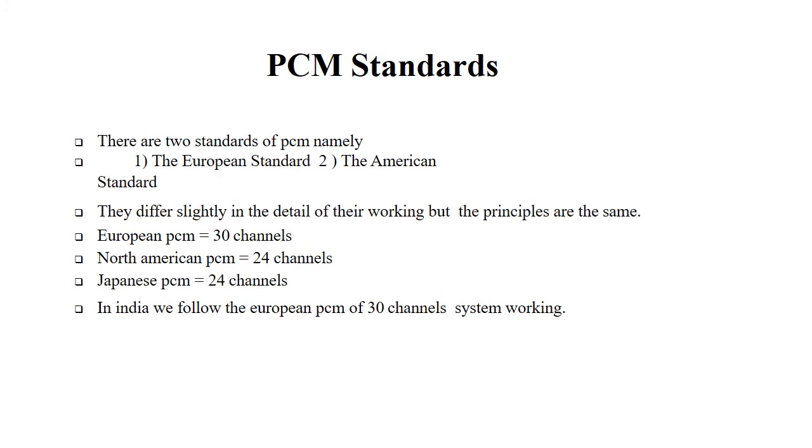Next we are going to see the PCM standards. There are two types of standards in PCM: the European standard and the American standard. They differ slightly in the details of working, but the principles are the same. European PCM has 30 channels. North American PCM has 24 channels. Japanese PCM has 24 channels. And in India, 30 channel systems are working.